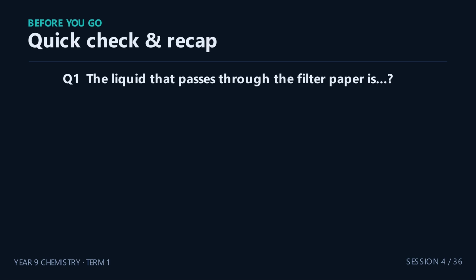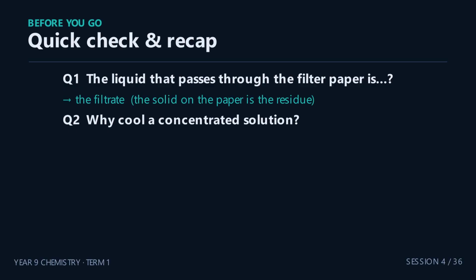Quick check. Question 1. What is the liquid that passes through the filter paper called? Pause and answer. The filtrate. Question 2. Why is a concentrated solution cooled during crystallization? Because solubility decreases as it cools, so the excess solute forms crystals.